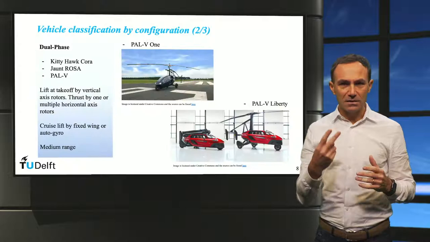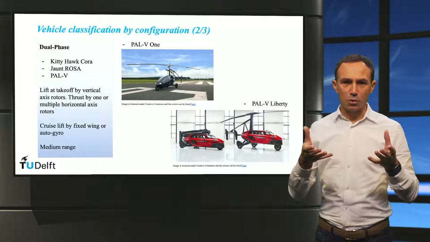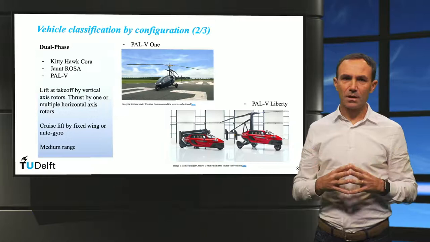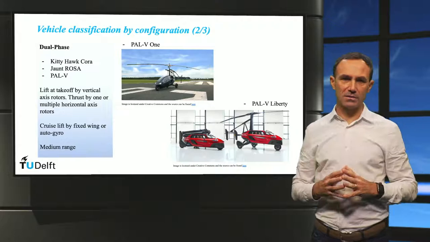A second class of vehicles is the dual phase class. In this case, the vertical flight phase is covered with vertical axis rotors. These vehicles are featured with a fixed wing that is able to produce some lift when in forward flight. The thrust for the forward flight is produced by an additional rotor with horizontal axis.